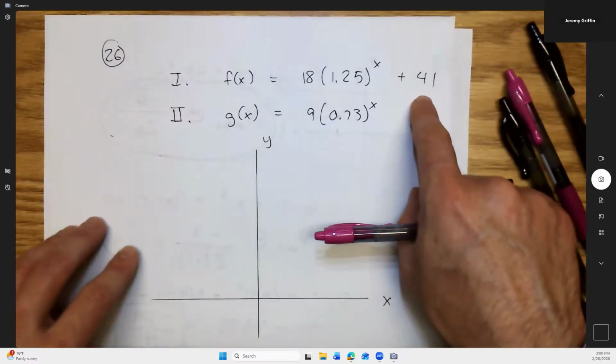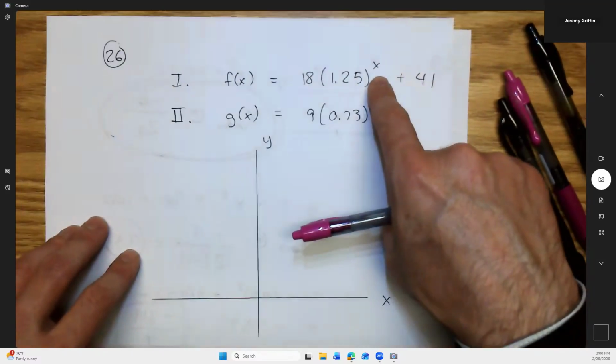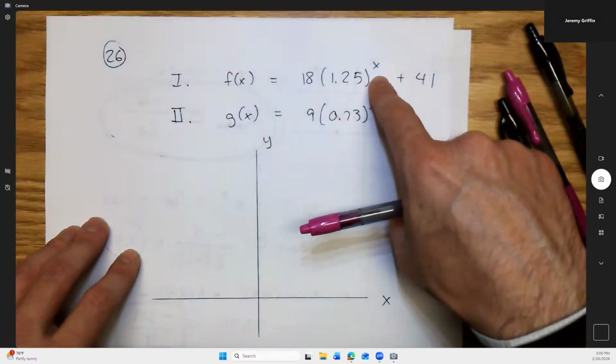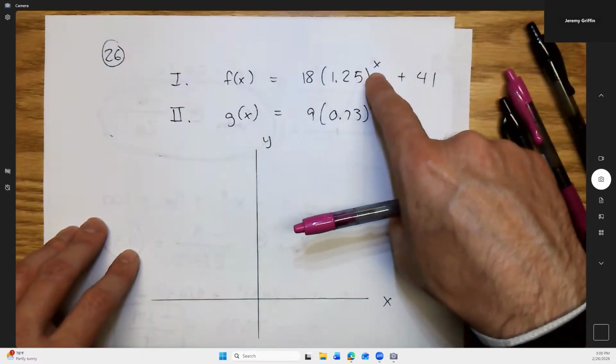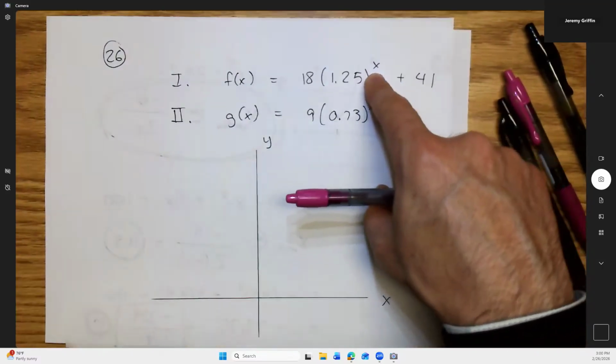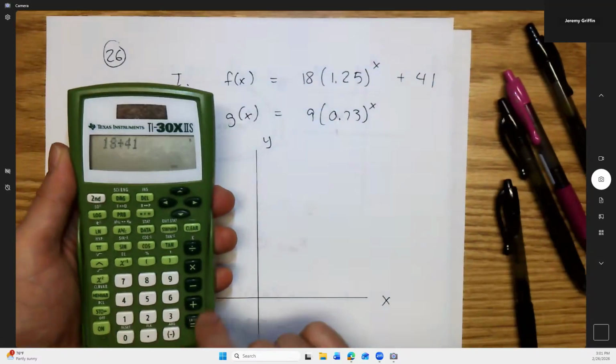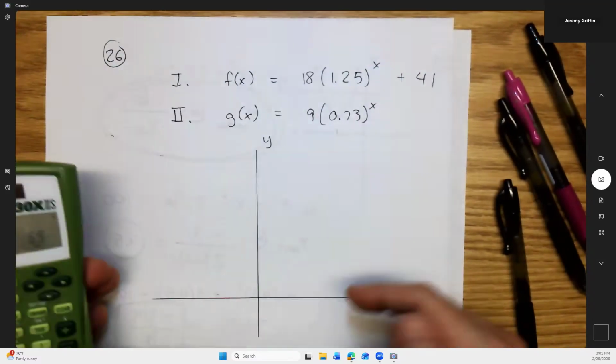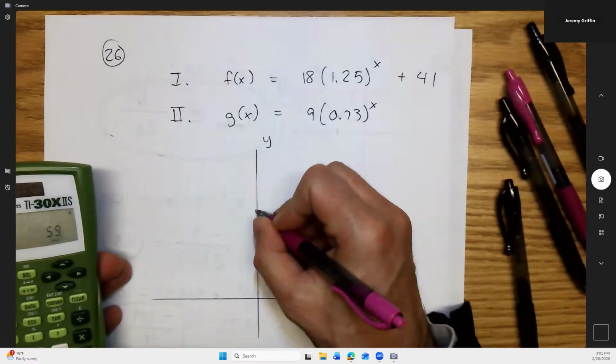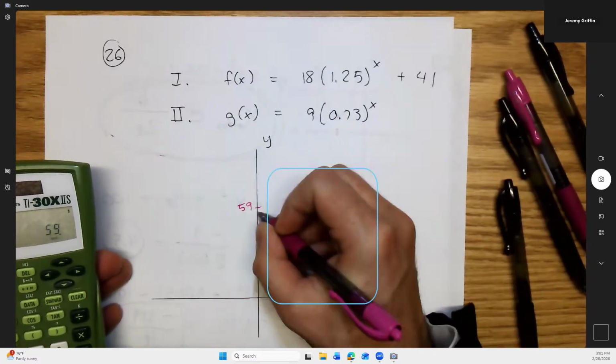If you plug in 0 for x, that can be a good starting point, right? What's 1.25 to the power of 0? 1. 1 times 18 is 18. And what's 18 plus 41? 59. So I just found the y-intercept up here at 59.